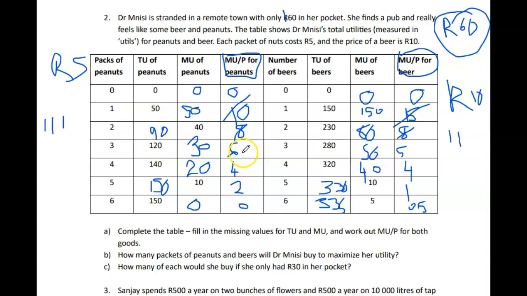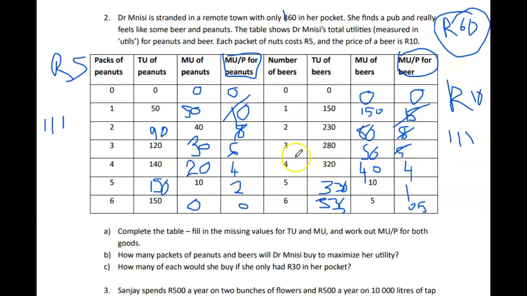Then after 6, what comes? It's 5. So I'm going to pick 5 over here. But while you're doing this, just take note that your budget is 60 rand. You know, 10 rand each, so 10, 20, 30, then 5, 10, 15. That's 45. So we can only have 5 rand more left in our budget.